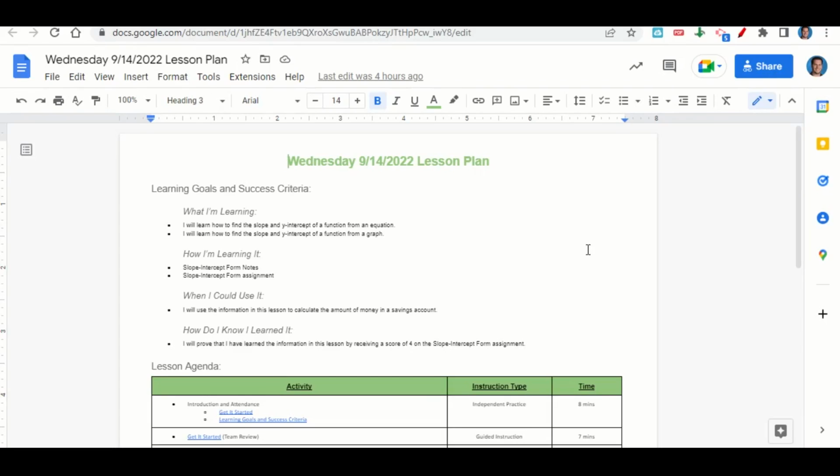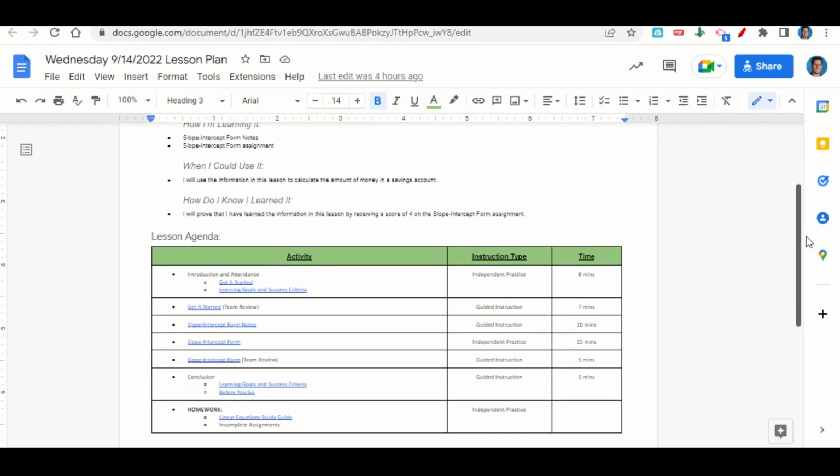First, what are we learning? We're learning how to find the slope and y-intercept of a function from an equation and how to find the slope and y-intercept of a function from a graph. How are we learning it? Through the Slope-Intercept Form notes and the Slope-Intercept Form assignment. When can we use this information? To calculate the amount of money in a savings account. How do you know you learned it? By getting a score of 4 on the Slope-Intercept Form assignment.